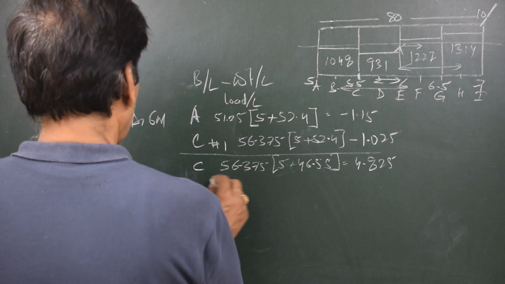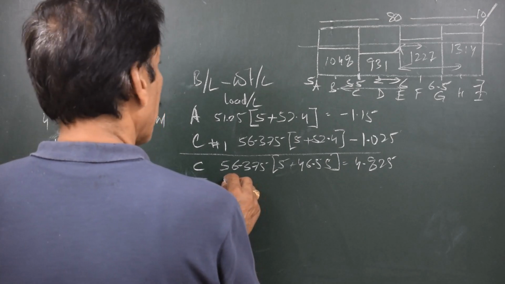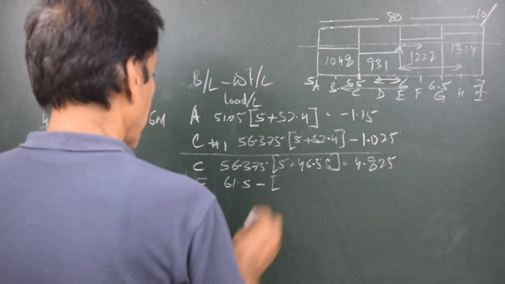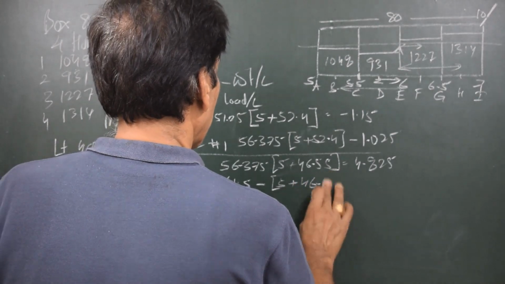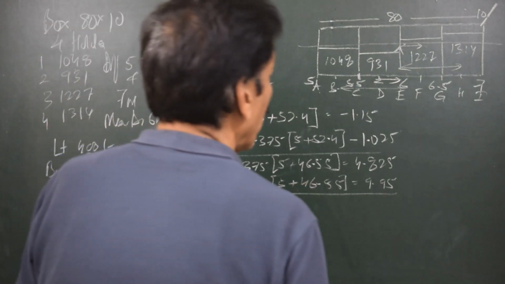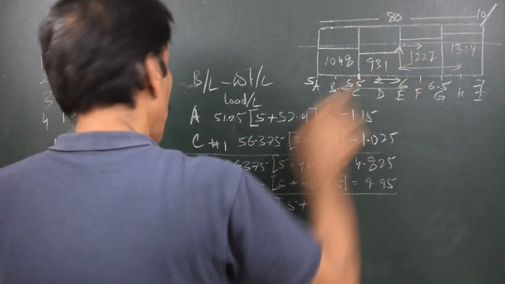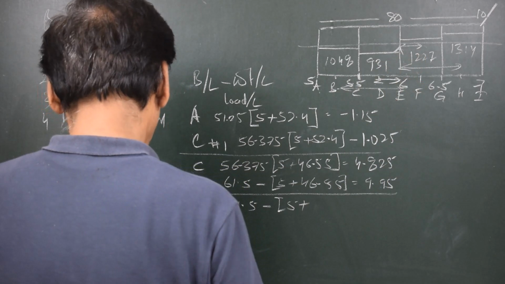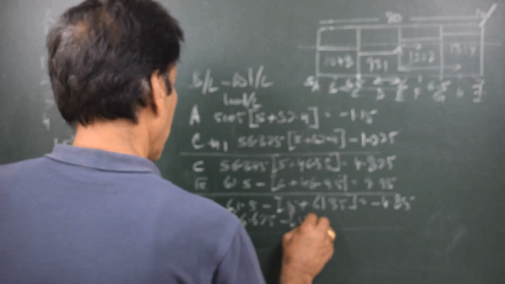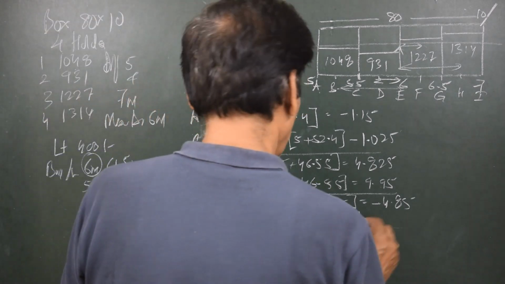Next we have the point E in hold number 2, and we have the buoyancy per unit length as 61.5 minus 5 plus 46 point. Now the point E in hold number 3, it will be 61.5 minus 5 plus, it is 1227 divided by 20 gives me 64.85. So it will be 66.275.